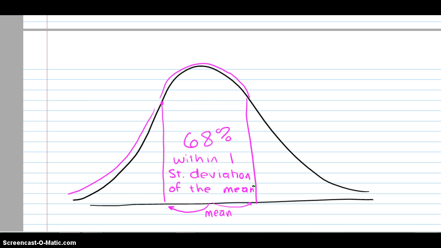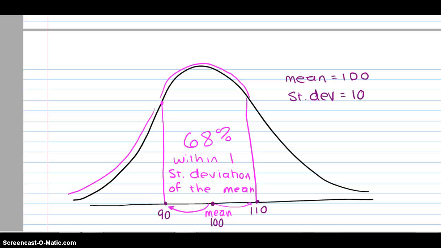Just for illustration's sake, let's say our mean is 100 and our standard deviation is 10. Well, that would mean this point on this horizontal axis is 100. When I go down one standard deviation, I'm at 90. Up one standard deviation, I'm at 110. That's pretty typical of an IQ. So we would say 68% of the population has an IQ between 90 and 110.